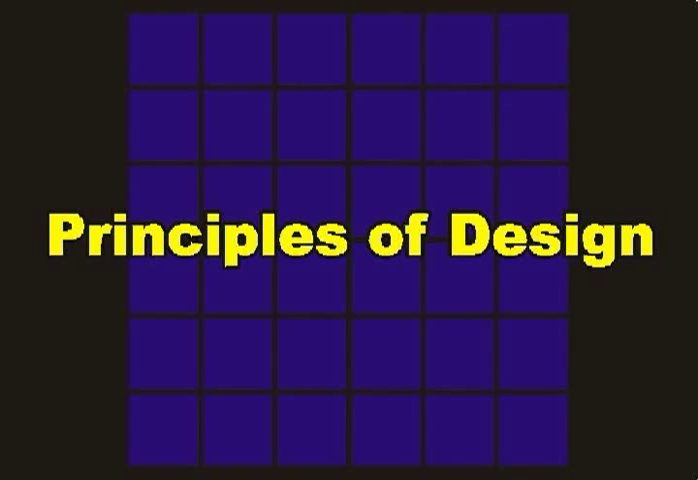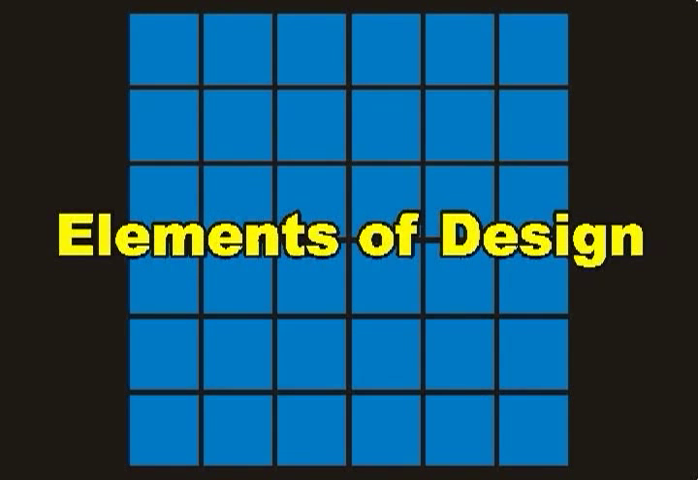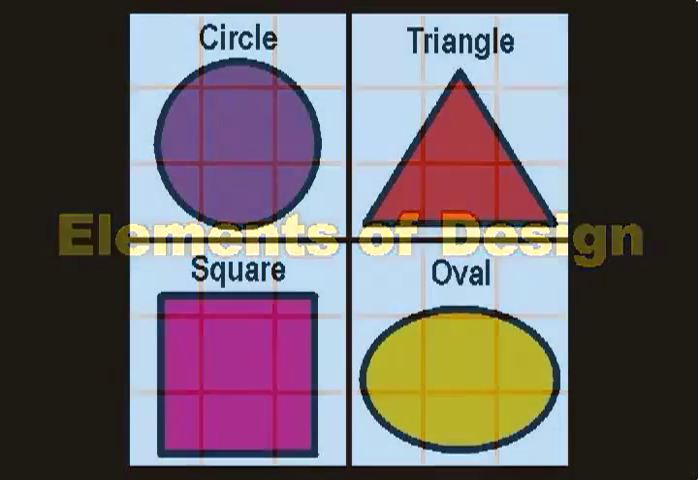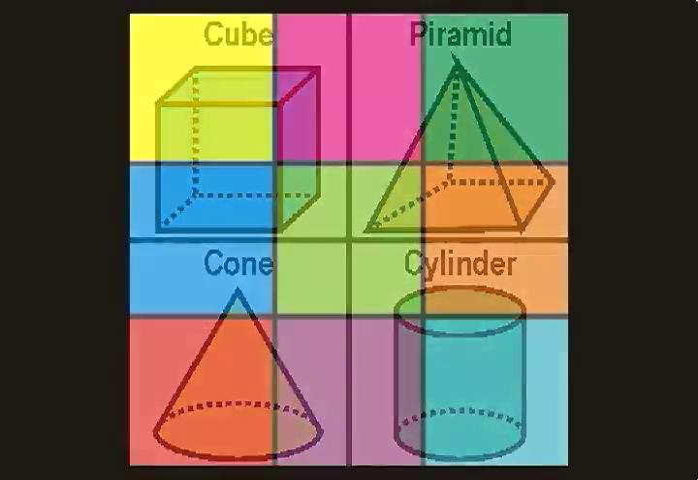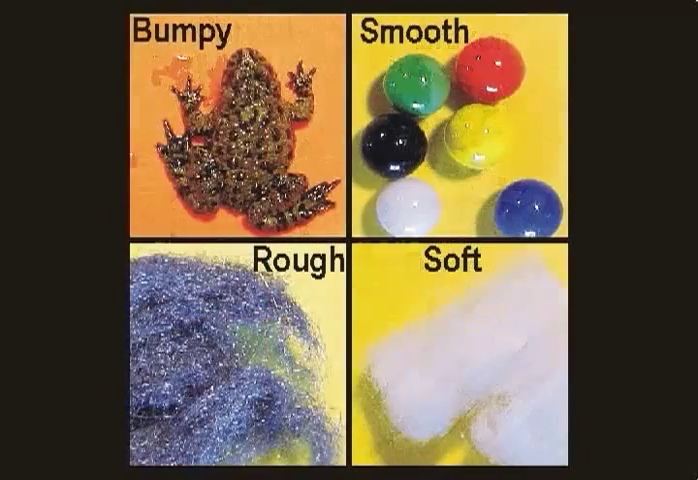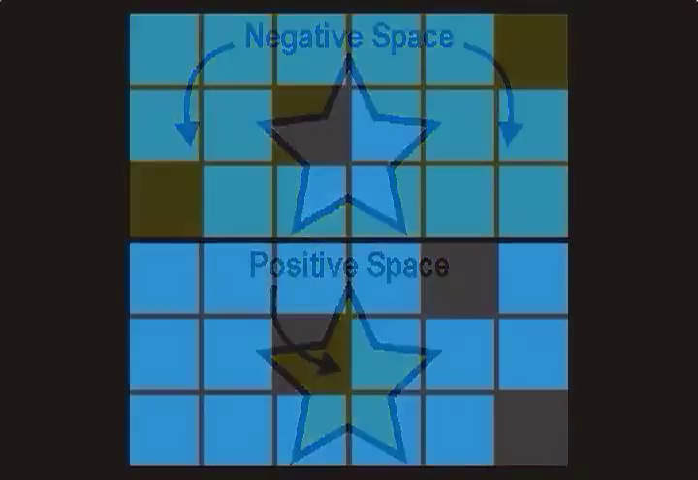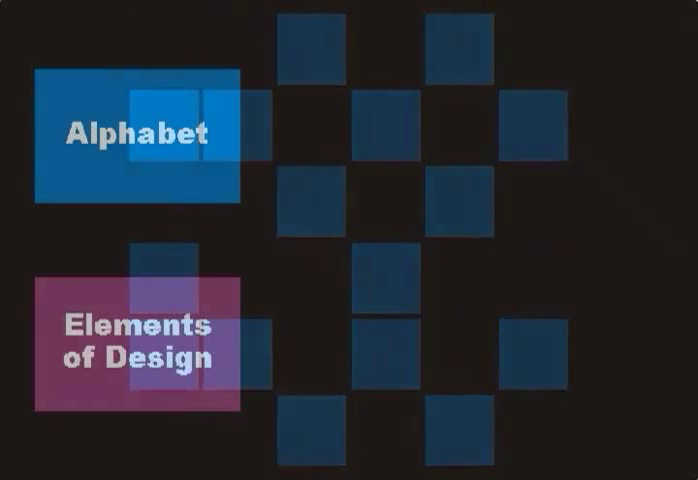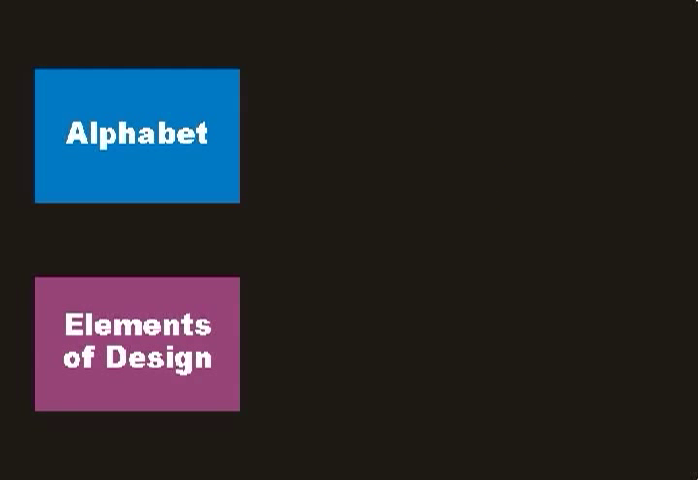The Ontario Visual Arts curriculum requires that students learn about elements and principles of design. Starting at the Grade 1 level, students learn that elements of design are the basic building blocks of artwork. They are shapes, forms, colors, lines, textures, and space. Elements of design are to artwork as the alphabet is to the written language.